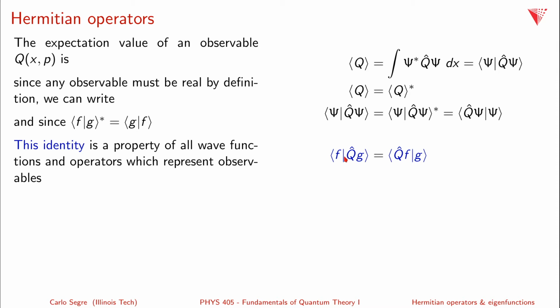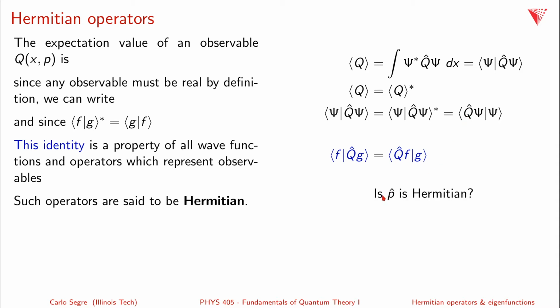And you can write it in general like this. Bra f, ket Qg is equal to bra Qf, ket g. And this operator is said to be Hermitian. That's the name of that kind of operator. So a Hermitian operator is one which you can move from one side of the bracket to the other side of the bracket without it changing form. Effectively, it's an operator that is its own Hermitian conjugate.